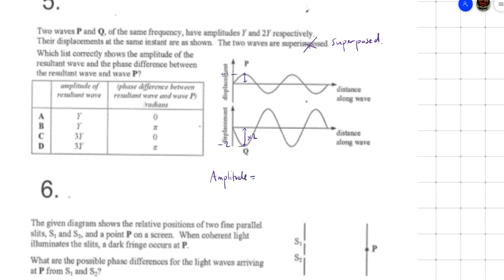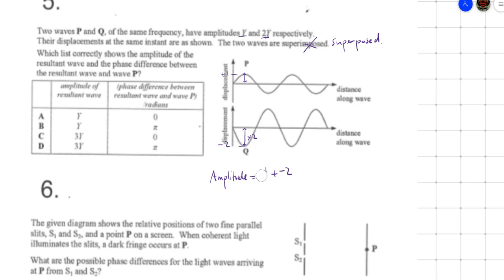Okay, so the amplitude, the displacement, is going to be +1, and since they are antiphase with each other, we're going to take away. Okay, we're going to add, sorry. So superposition, and the waves add up together. So the amplitudes add up together. Therefore, it's going to be +1 plus -2. Am I doing this correctly? Okay, you can tell here. So the amplitude is y, and the other one is 2y respectively.